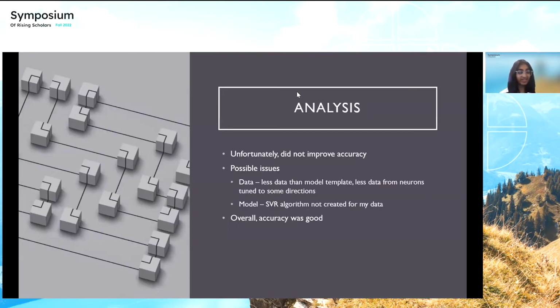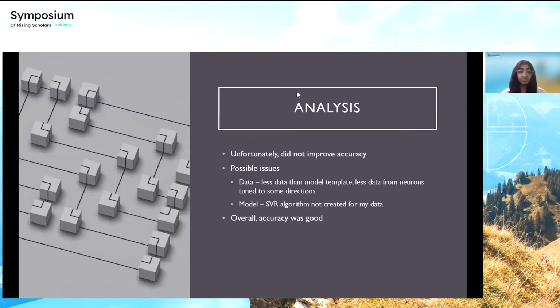For my analysis, unfortunately, my model did not improve the accuracy of previous models. It was still lower than 86%. A couple of possible issues were with my data set. The model template in GitHub had a data set with many more values, so it could be something wrong with that. And also there was less data from neurons tuned in certain directions. That could be why my model wasn't doing as well with the 0th and 7th directions.